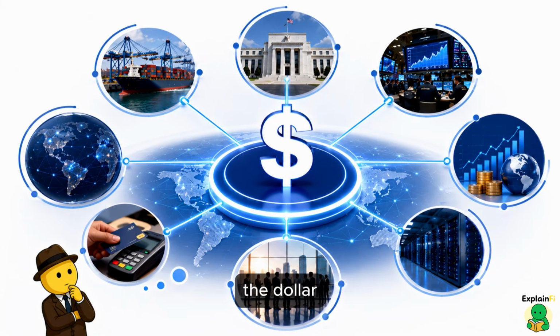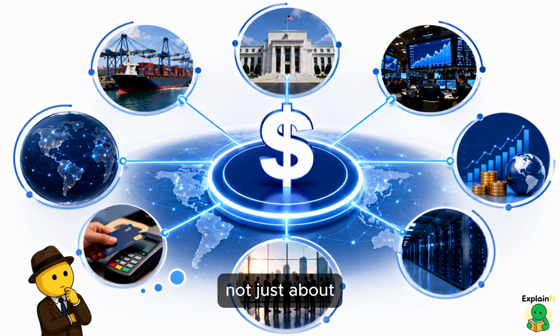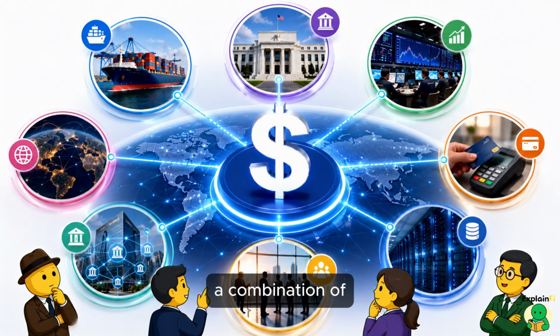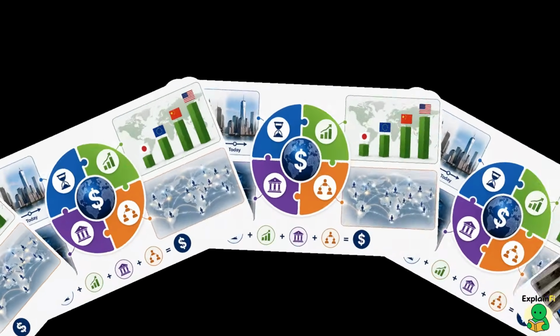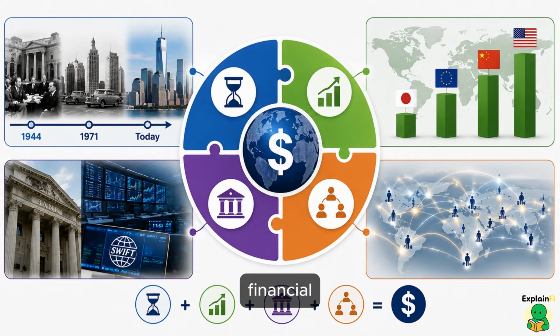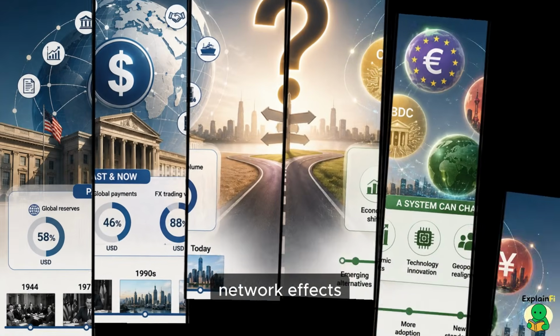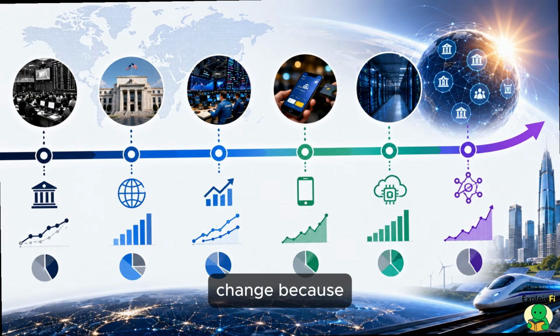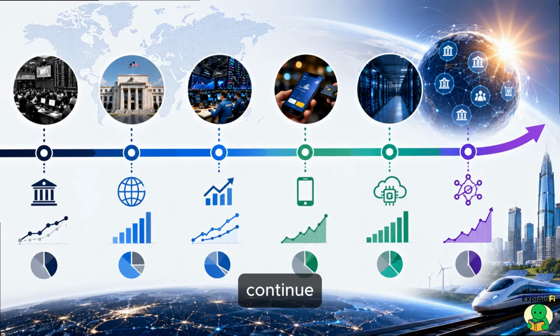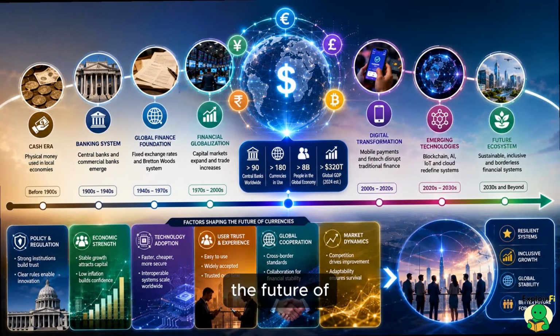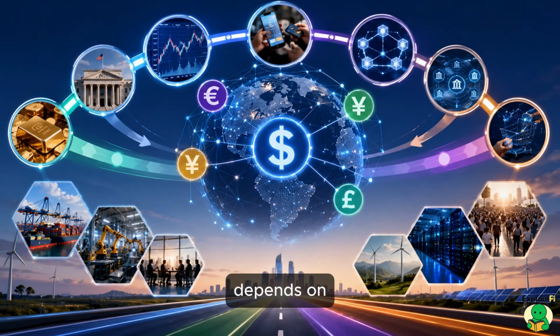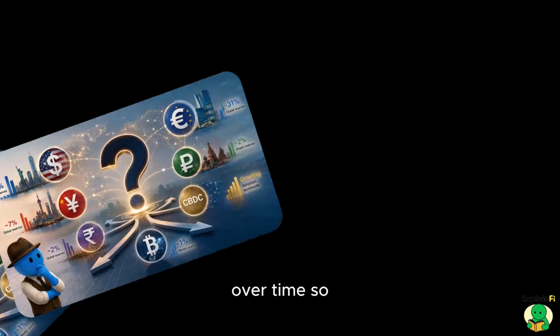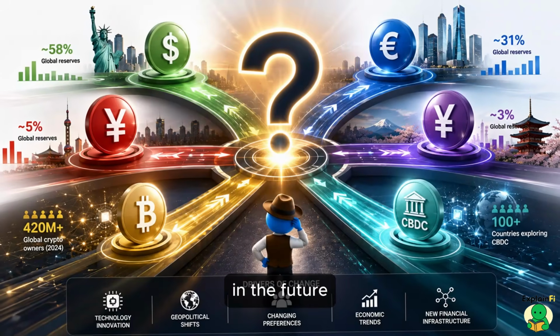So the reason the dollar remains dominant is not just about one factor. It is a combination of history, economic scale, financial infrastructure, and network effects. But this doesn't mean the system will never change, because global systems continue to evolve, and the future of currencies depends on how these systems develop over time. So what could change this system in the future?